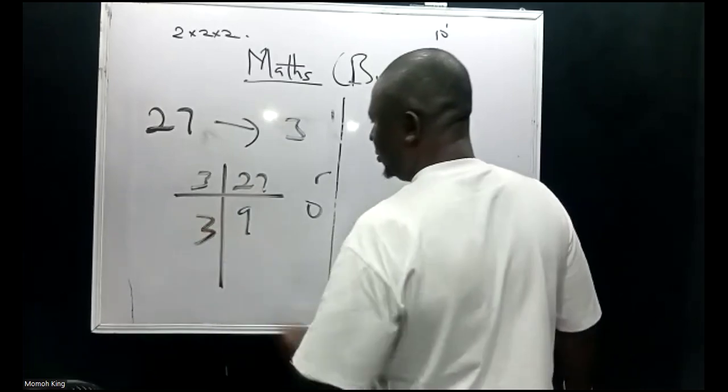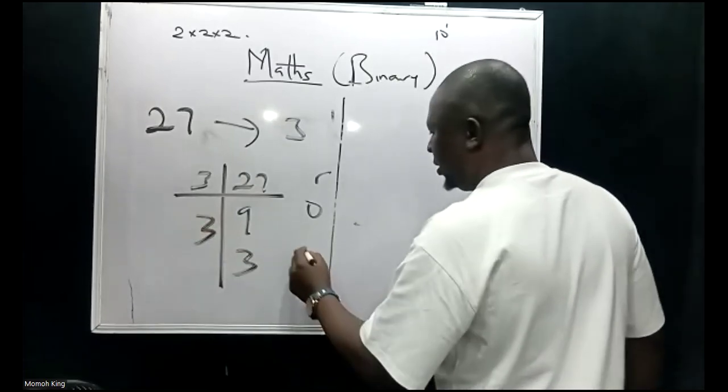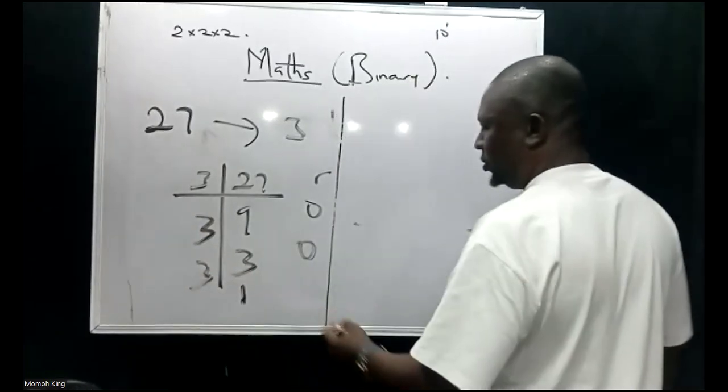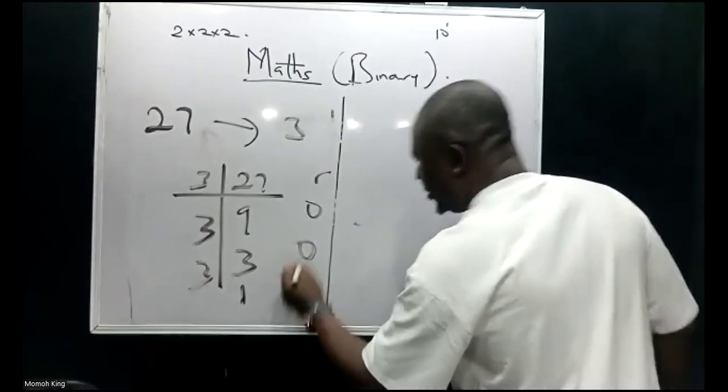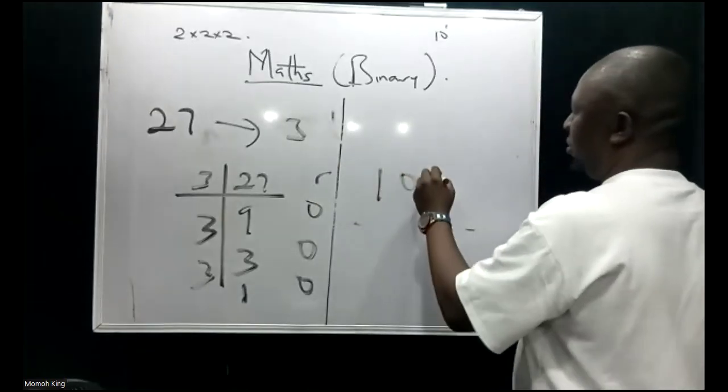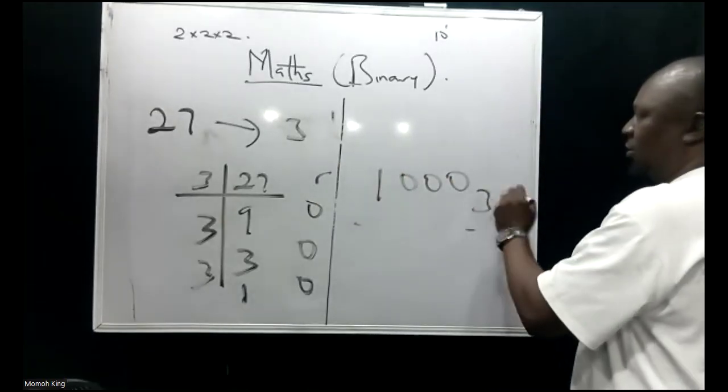3 in 9 is what? It's 3. What is the remainder? It's 0. 3 again, 3 here is what? 1. What is the remainder? 0. Your 27 is what? 1, 0, 0, 0 base 3.